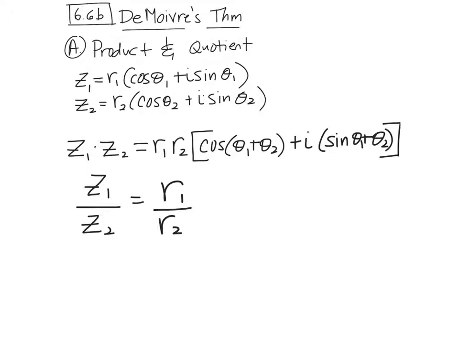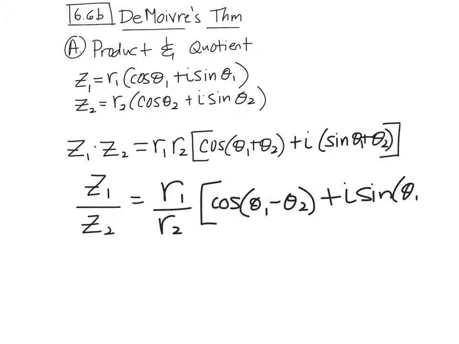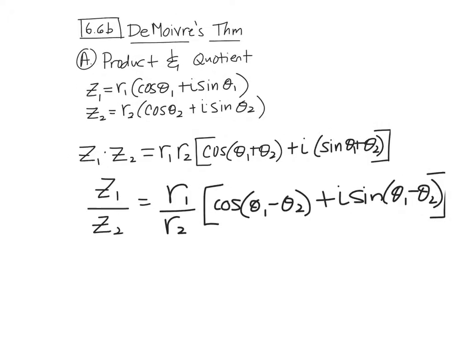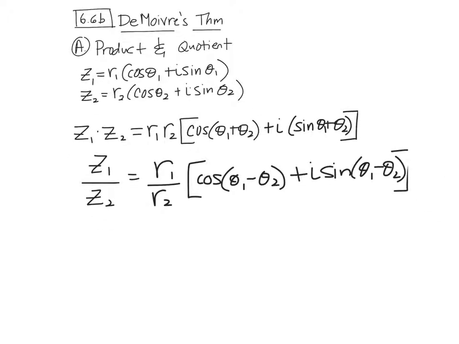Instead of adding the thetas, what do you think we do to them? Yes! You knew it, huh? Yep. Theta 1 minus theta 2, in that order. Z1 over Z2, cosine of theta 1 minus theta 2 plus I sine theta 1 minus theta 2. And there it is. Okay. So let's go ahead and let's do them.